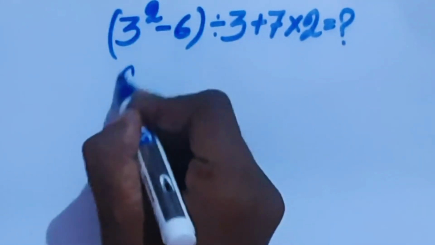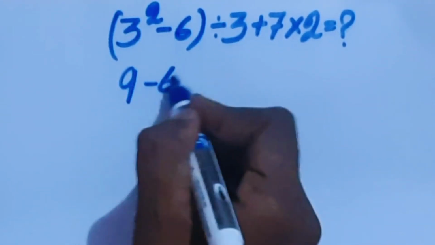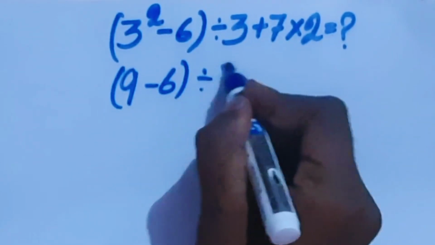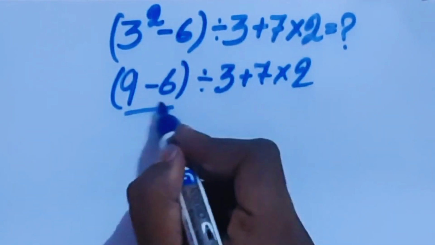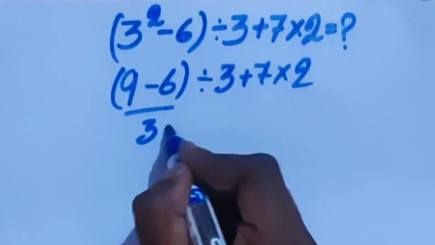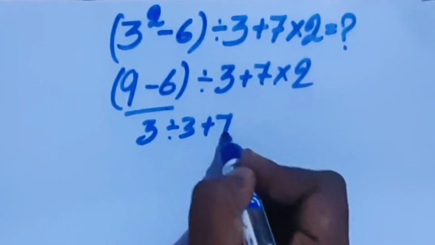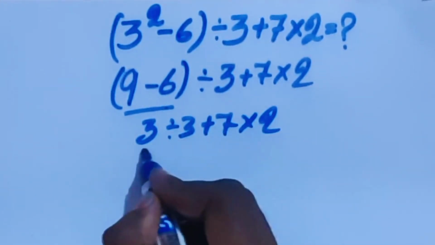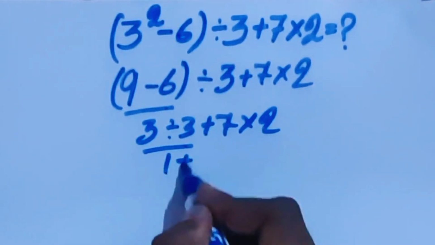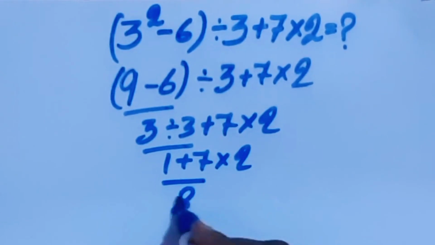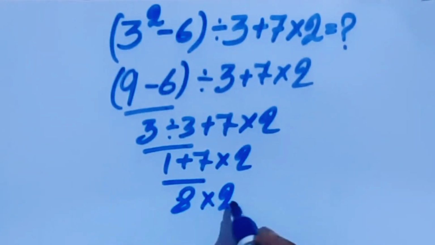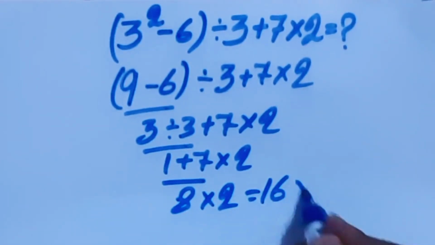Hi guys, here 3 squared is 9, minus 6, divided by 3, plus 7 times 2. Here 9 minus 6 is 3, divided by 3 plus 7 times 2. Here 3 divided by 3 is 1, plus 7 times 2. Here 1 plus 7 is 8, times 2. 8 times 2 is 16, which is the wrong answer.